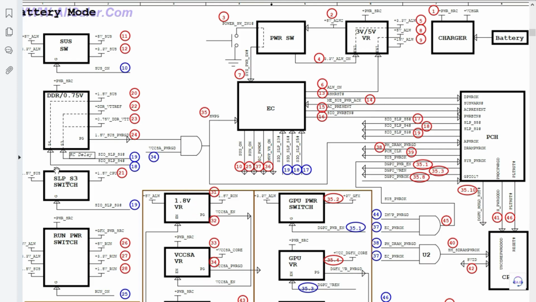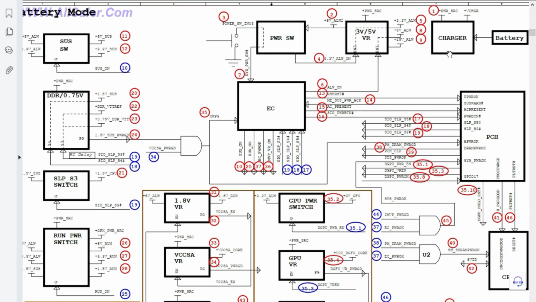Here we have the RAM DDR. This is basically 0.75 volt, meaning this is the DDR3, etc. Okay, so let's begin here. We have the charger and the battery. The first step is the power SRC, meaning the main voltage B plus. Let's say for example 18 volts, for this kind of laptop.